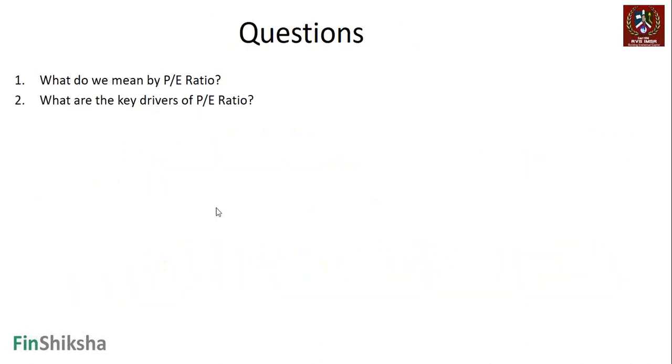And that's it in this particular section. As we close the section, we just look at a couple of questions. What do we mean by the price to earnings ratio? And what do you think are the key drivers of price to earnings ratio?